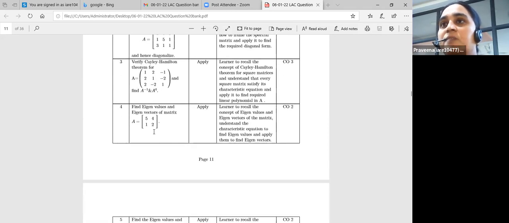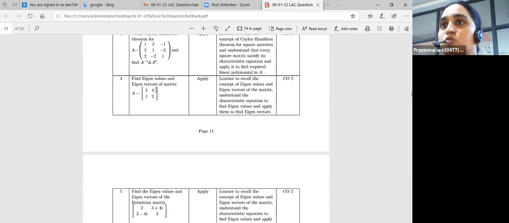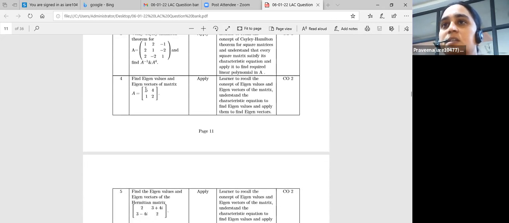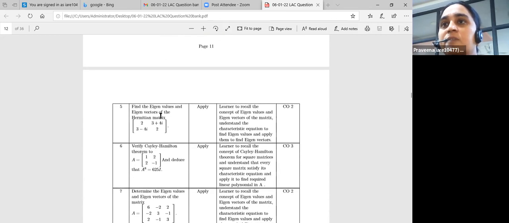Next, find the eigenvalues and eigenvectors of the matrix. It is a 2 by 2 matrix, right? It is also very simple. And next, find the eigenvalues and eigenvectors of the Hermitian matrix. It is Hermitian, ma. Why? Because here the diagonal elements are real numbers. For a complex matrix where the diagonal elements are real, you have to call that a Hermitian matrix. For that, find eigenvalues and eigenvectors. In the previous class we discussed this type of question, right? Okay, that's the fifth question.